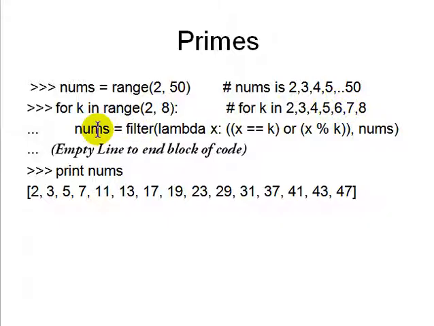And nums, how do we look at this? Nums is filter lambda x: x is equal to k, or x mod k not equal to 0, on nums. So what is this function doing? Basically, you have a sequence of numbers from 2 to 50, and then you're going from 2 to the nearest number larger than the square root of 50, which is 8, and then you're removing all numbers which are multiples of any k using this filter function. Eventually you're left with the prime numbers from these numbers. So you're filtering out numbers which are divisible by one of these k's. That's how you generate prime numbers, one way.